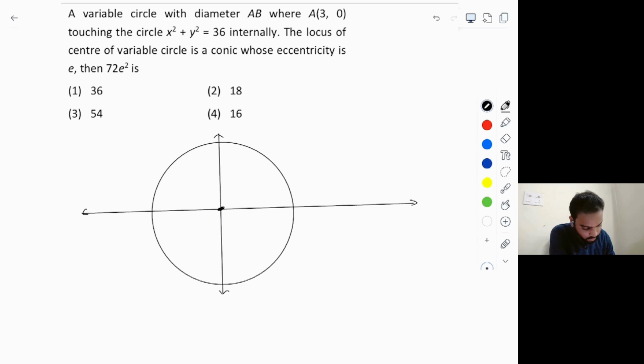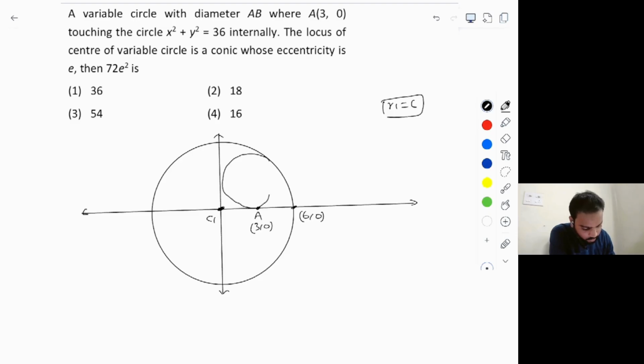So I will take the center of the circle as some C1, which is origin. And then since the radius is 6, it is going to be 6, comma 0. I will take R1 is equals to 6. Now there is a variable circle with a diameter AB here, right? So the point A here is 3, comma 0, which is on x-axis between the center and the right extreme, right? Now, clearly, they said that there is a variable circle touching this one internally.